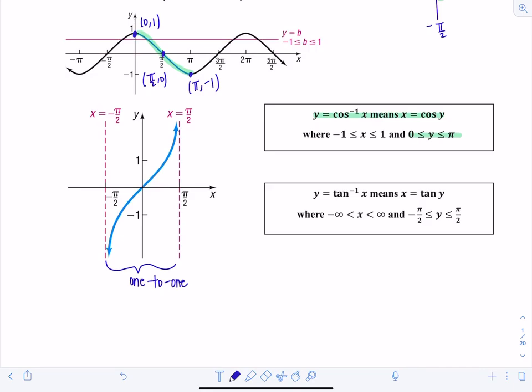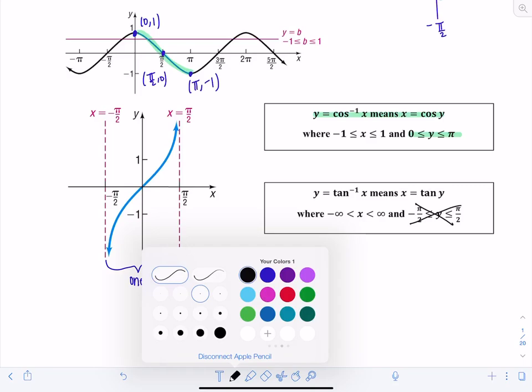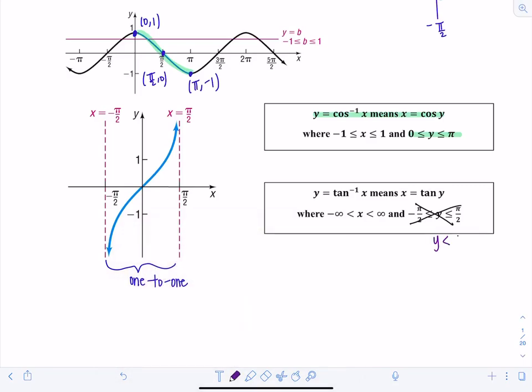Just keep in mind here that the values of negative pi over 2 and pi over 2 are not included. So this actually, fix this here. This should not be inclusive. Y should be bounded between pi over 2 and negative pi over 2, not inclusive.